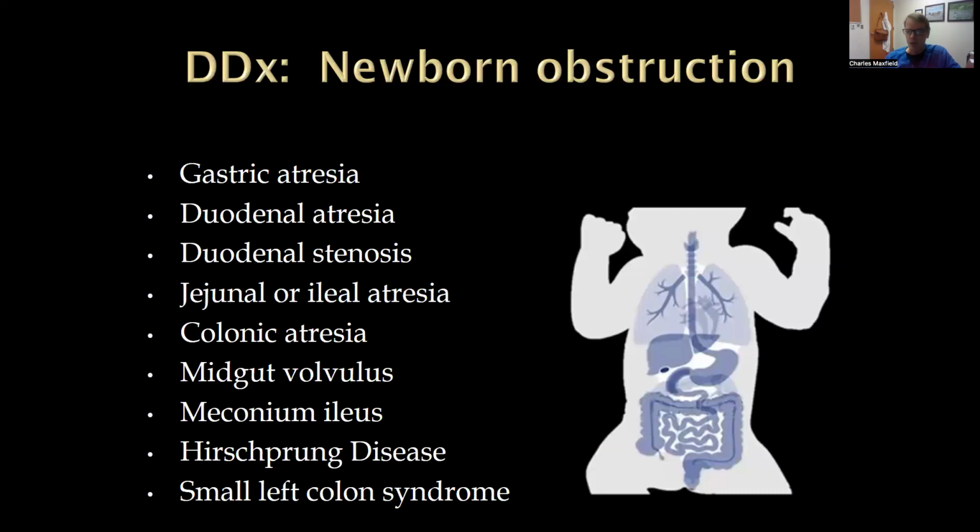I'm guessing you all know atresia means some kind of a complete congenital blockage, and stenosis means some kind of a partial blockage. And of course, you can have either one, atresias or stenosis, at multiple levels, from the stomach to the duodenum to the small bowel to the large bowel. And that will form a big part of our differential that we're considering when we do these x-rays.